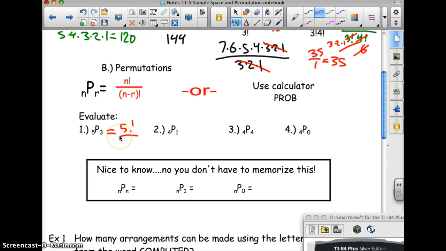5 factorial over, well, what's 5 minus 3? That's going to be 2 factorial, right? So that's going to be 5 times 4 times 3, okay? 5 times 4 times 3, all right, which gives me 60.